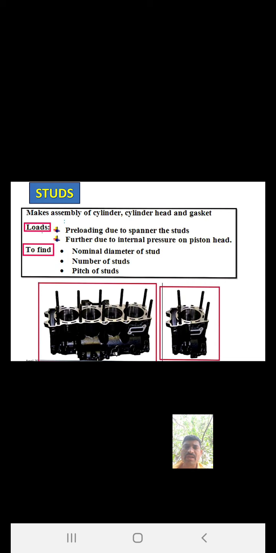Then you will get the diameter of the bolts. The diameter of the stud can be determined by using the load equations. Preloading is due to the spanner on the stud, right? If you are using a spanner, then you will get the preloading. Then further, due to the internal pressure on the piston head, we want to find out the nominal diameter of the stud, number of studs and pitch of the stud.